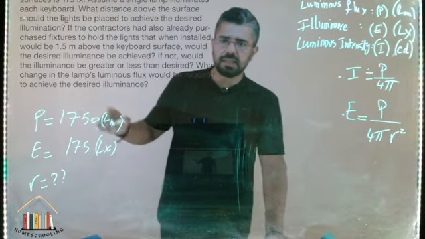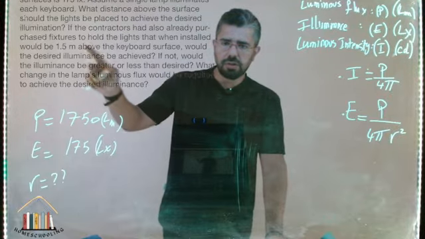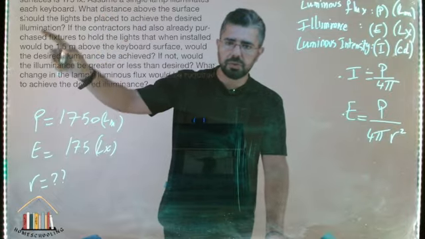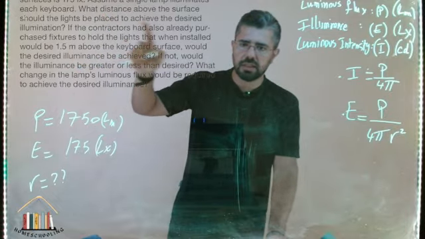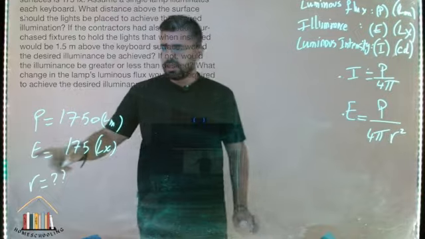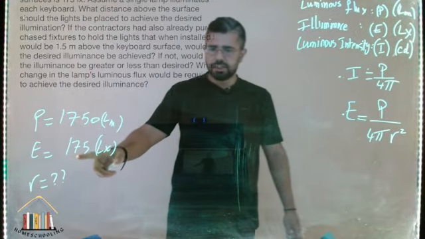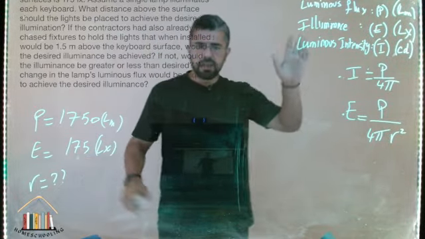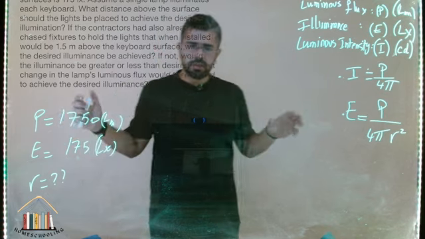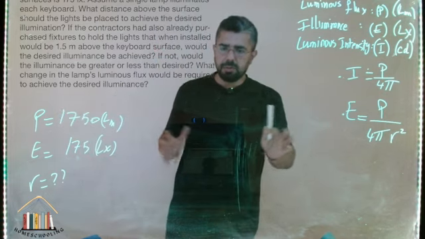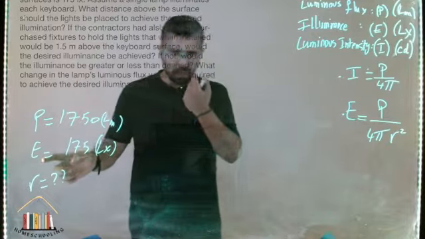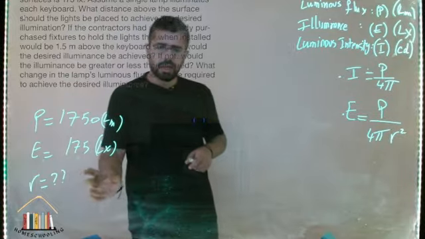Let's tackle the first question first. So again, what distance above the surface should the lights be placed to achieve the desired illumination? So we need this illumination to be achieved, 175 lux, above each desk. You know, in the libraries, the lights are not that powerful. Okay, but they have minimum requirements, which in this case is 175 lux. So how do we calculate R?